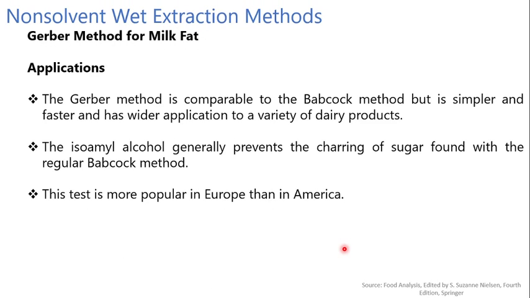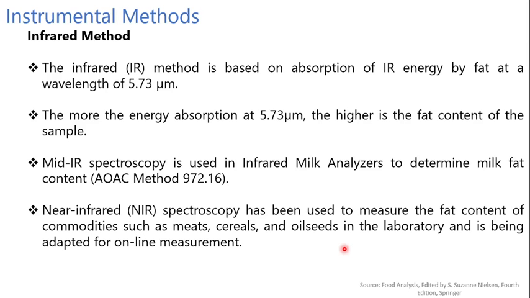Now, what are the applications? The Gerber method is comparable to the Babcock method, but it is simpler and faster and has a wider application in a variety of dairy products. The Gerber method requires quite a bit less time than the Babcock method. The isoamyl alcohol generally prevents the charring of the sugars found with the regular Babcock method. This test is more popular in Europe than in America.